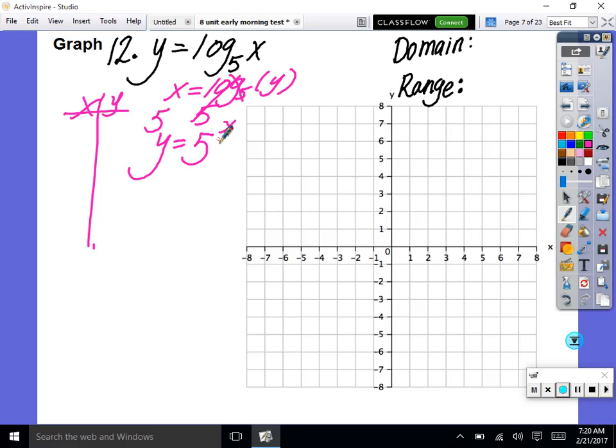Those points are really easy because we can do them in our head. -2, -1, 0, 1, and 2. If we plug in -2, that's 5 raised to the -2. That flips over to a fraction. 1 over 25, right?